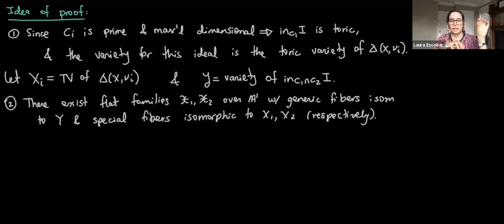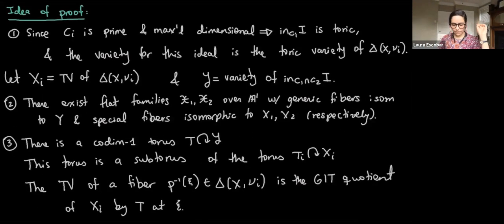So Y is degenerating. It's not exactly our X, but this Y is degenerating into two different toric varieties via two different flat families. But we have that Y is a complexity one T-variety.